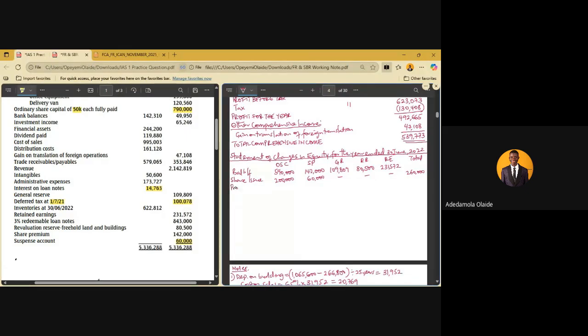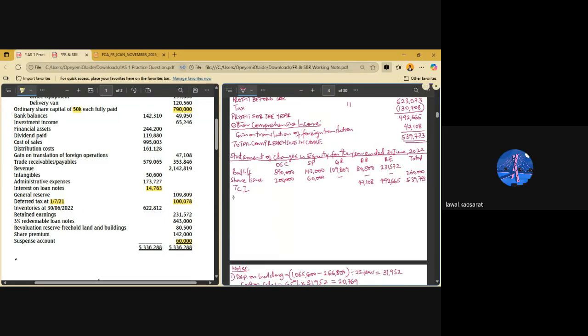Then profit for the year, or total comprehensive income. Or we'll separate it. So in our revaluation reserve, we'll have 47,108. In our profits for the year, we'll have 492,665. And that will give us 539,773.